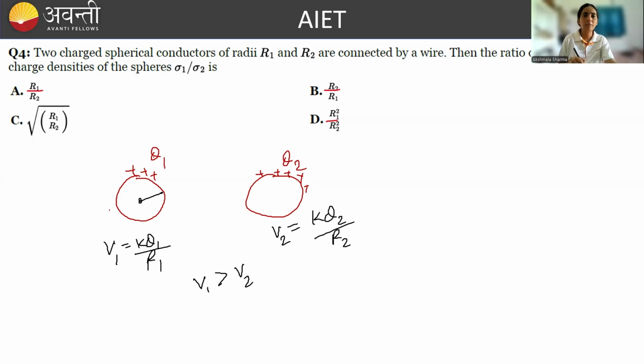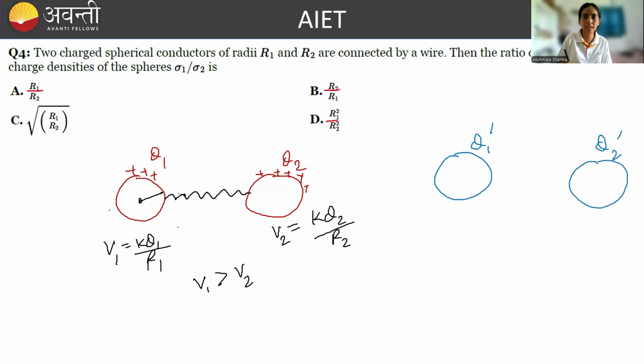Let's assume it. So the moment you establish a connection between these two spheres through a conducting wire, what will happen? Charge will flow because both spheres do not have the same potential. Charge will flow from higher to lower potential, and it will flow until their potentials become equal. Finally, after the connection is built, let's assume that the first sphere has charge Q1 dash and the second sphere has charge Q2 dash in equilibrium, when their potential becomes the same, because ultimately it will become the same.